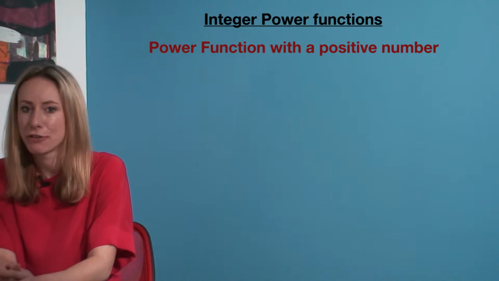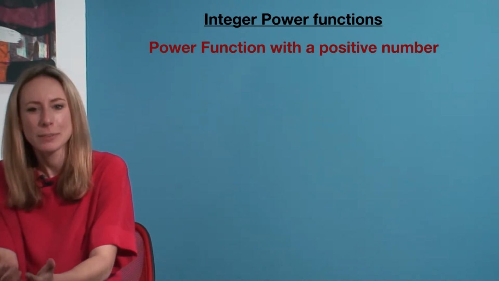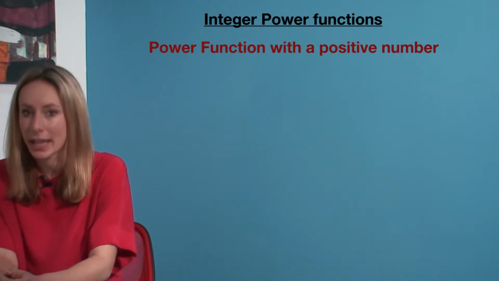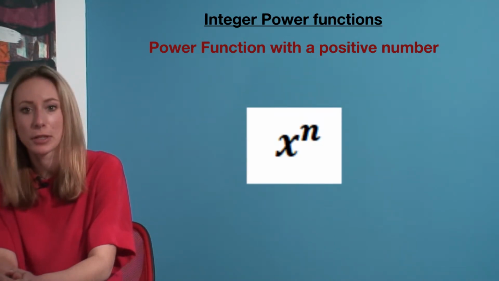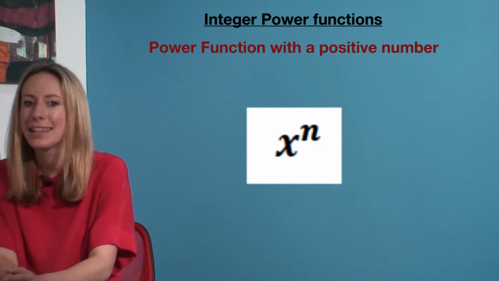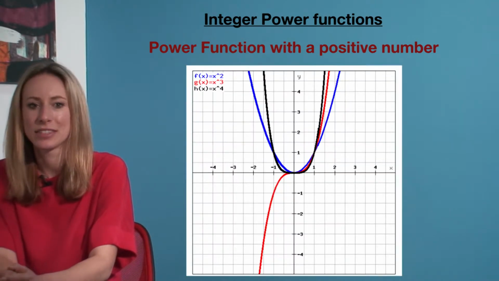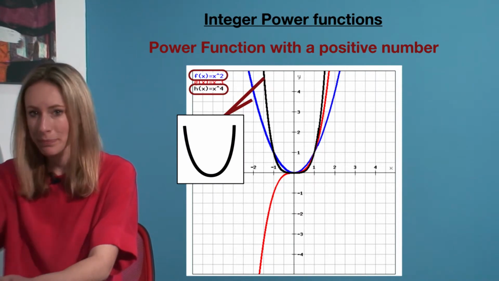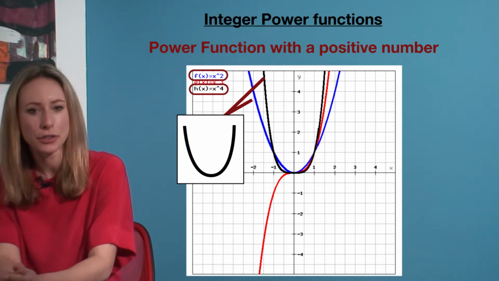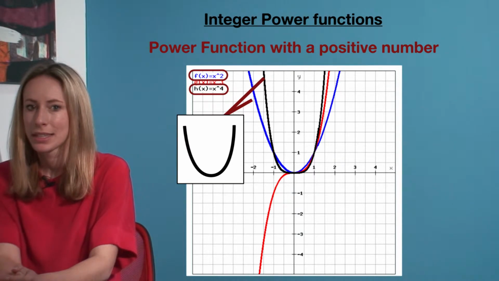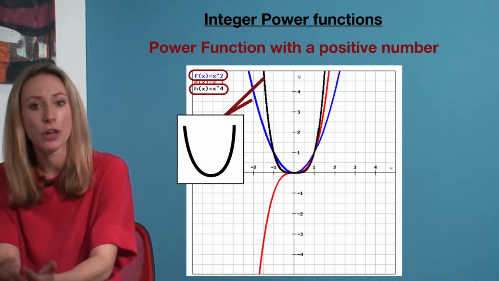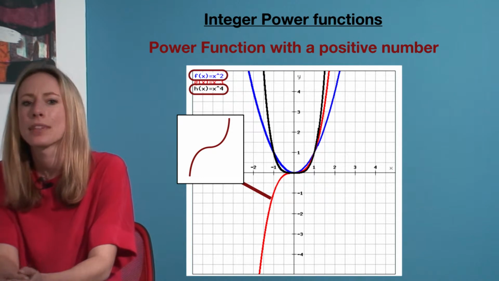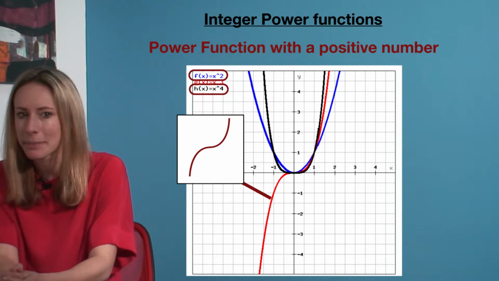First, we will look at a power function with a positive number. This power function is when we have any variable x to the power of any non-zero positive integer, represented here as n. Some examples of this would be x squared, x cubed, or x to the power of 4. The basic shape of x to the power of an even number is a U shape. We can see this in x to the power of 2 and x to the power of 4. The basic shape of x to the power of an odd number is close to an S shape, and we can see this in x to the power of 3.